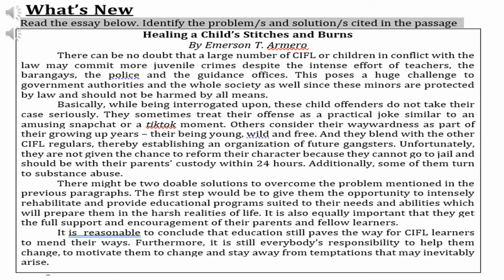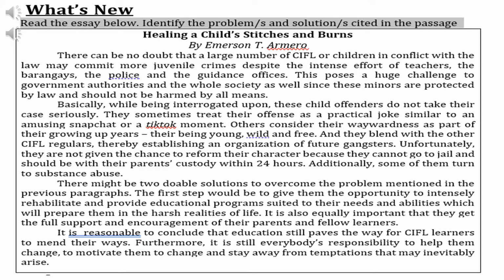What's new? Read the essay below. Identify the solution cited in the passage. Healing a Child, Stitches and Burns by Emerson T. Armero. There can be no doubt that a large number of CIFL or children in conflict with the law may commit more juvenile crimes despite the intense effort of teachers, the barangays, the police, and the guidance offices. This poses a huge challenge to government authorities and the whole society as well, since these minors are protected by law and should not be harmed by all means.